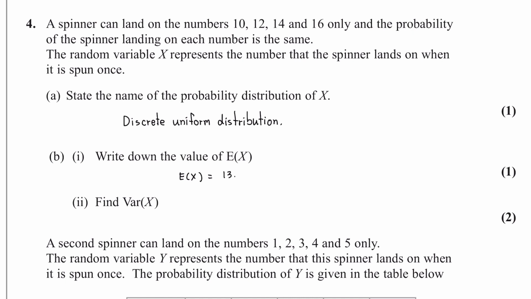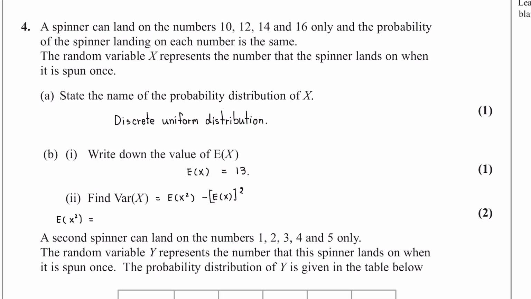The next one is finding the variance of X. So variance of X is the expected value of X squared minus the expected value squared. So we have to find E(X squared) first. E(X squared) is the summation of x squared times its own probability. You can see that we have a spinner with 4 sections here, and each of them has the same probability. That means the probability of landing in each sector is 1/4.